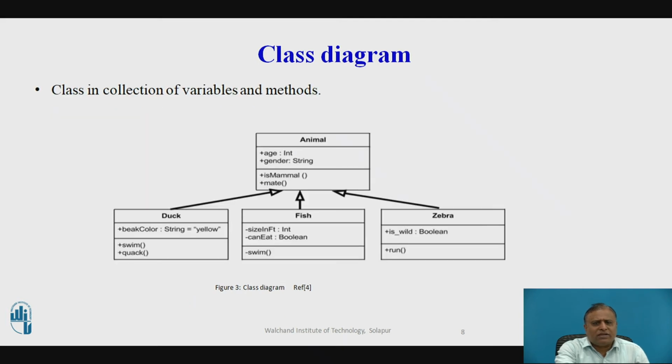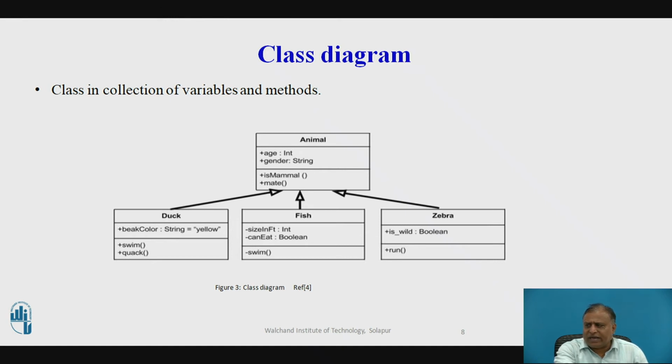So class, this is the example of class. A class is a collection of variables and methods. Here, Animal is the main class, which has the attributes age and gender, and the functionalities mammal and mate. And Duck, Fish and Zebra are the associative classes, or the subclasses.